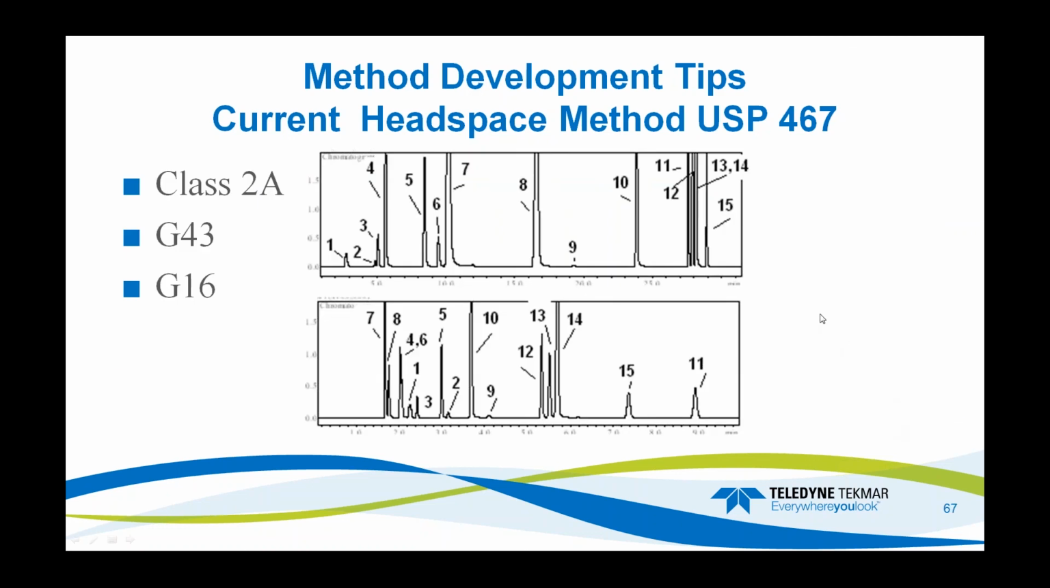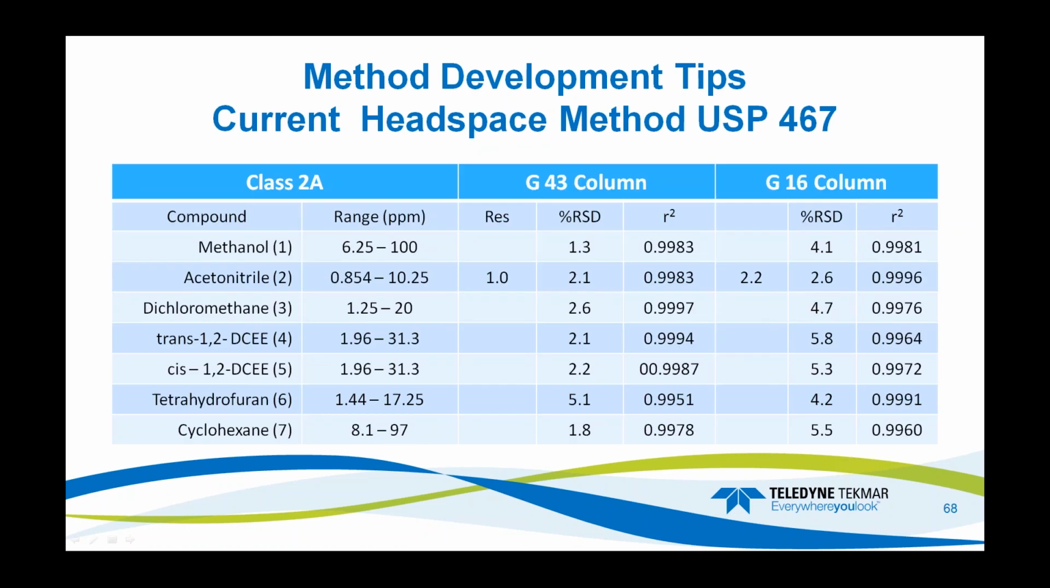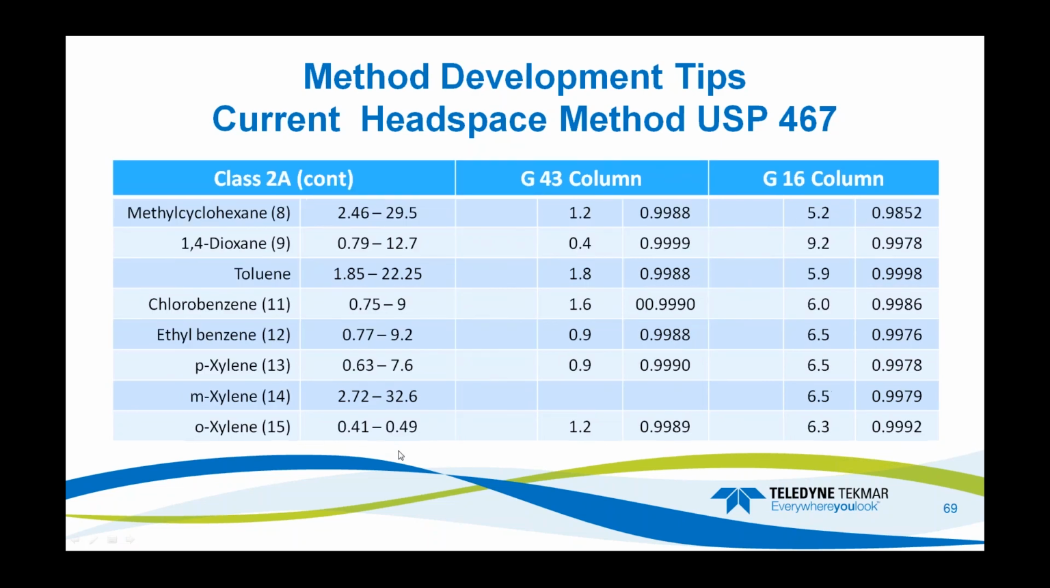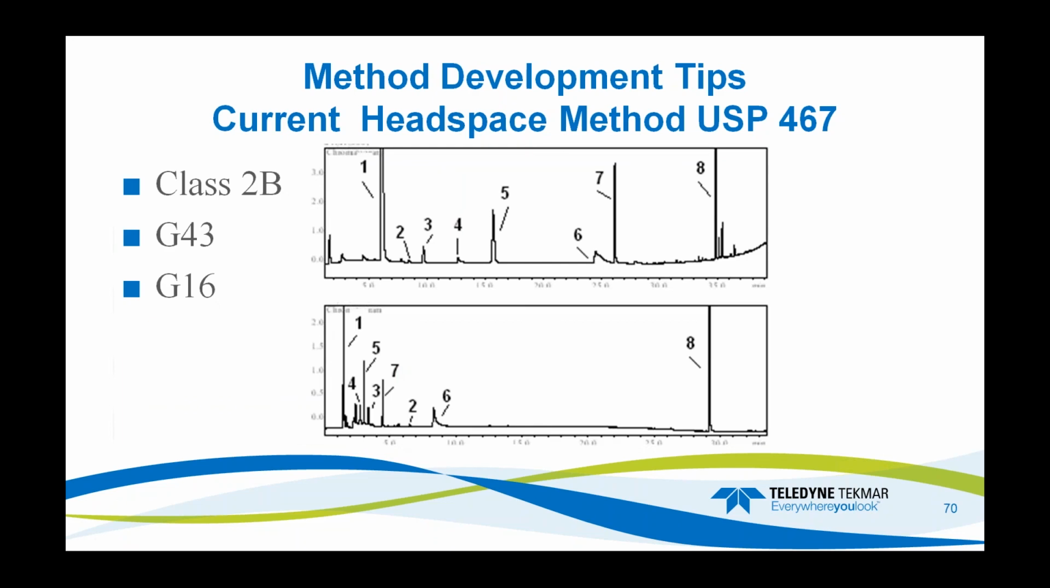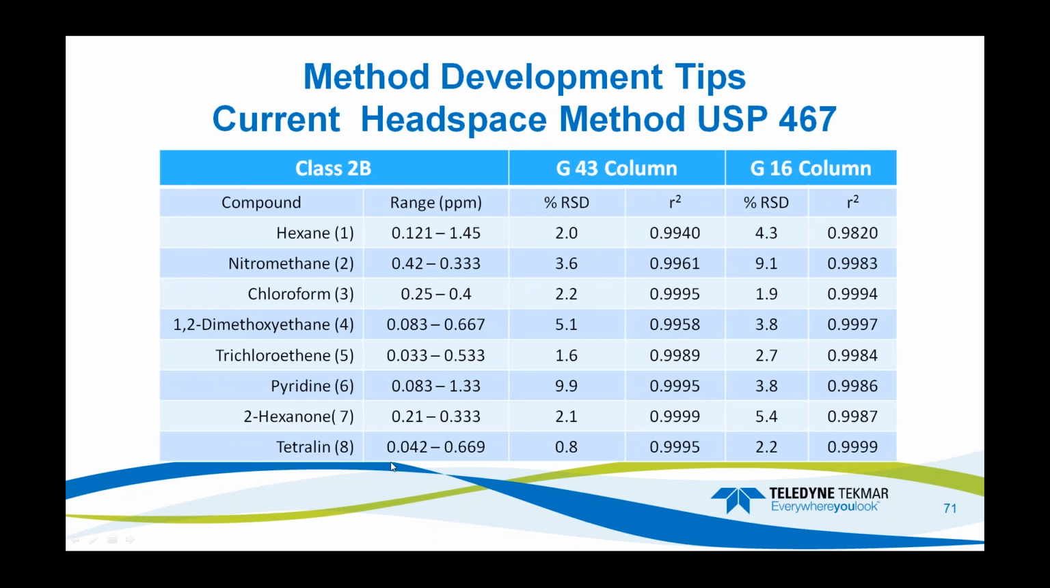For the class 2A compounds, again, the 2 columns that we used, following the USP method. For the first set of those, again, the values are here with the ranges. The RSD of 3 samples prepared at the concentration in the pharmaceutical method, and then the correlation coefficient for the curve that we created. And here's the second set of those compounds. Class 2B, again, made sure the chromatography looked good for the 2 columns, the G43 and the G16. And here's the results for those also.